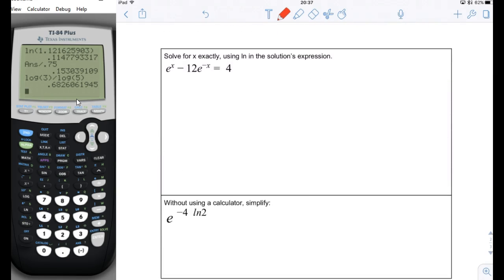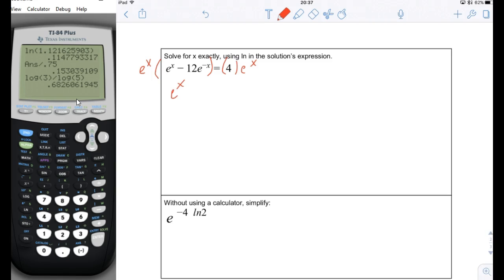Here we have some exponential values with a base of e, and it wants us to find a solution for x. So we need to isolate x. First thing you're going to do is try to get rid of your negative exponents. So the way we do that is we're going to multiply both sides by e to the x. If we do that, then e to the x times e to the negative x gives us e to the 0, which is going to be 1, right?